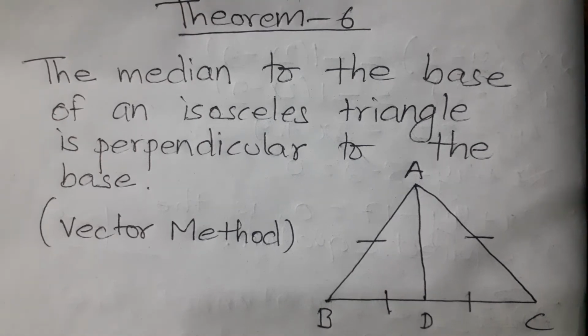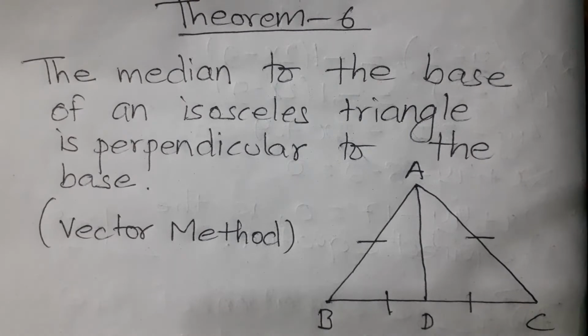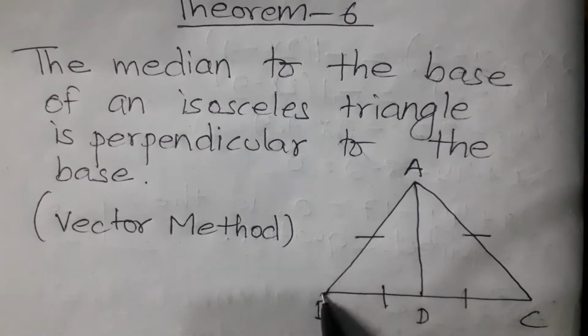Hello friends, in today's video we are going to deal with Theorem 6, which states: the median to the base of an isosceles triangle is perpendicular to the base. From the vector method, we are going to prove that the median is perpendicular to the base line BC.